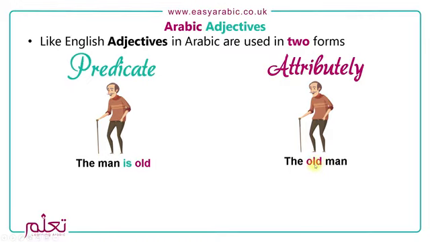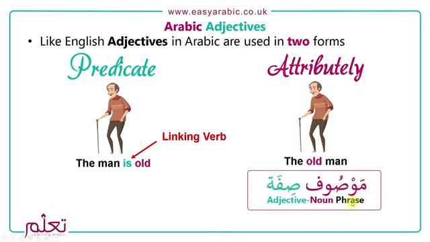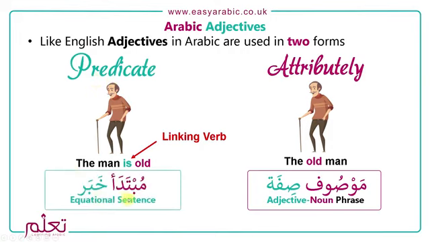And we'll notice that as a predicate, the adjective comes after the noun but not immediately after, so it uses a linking verb. Where the adjective is used as an attribute in Arabic, this is referred to as an adjective noun phrase, which is mawsuf sifa. And where the adjective is used as a predicate, this is part of an equational sentence. The adjective is the khabar, and the subject is the mubtada.